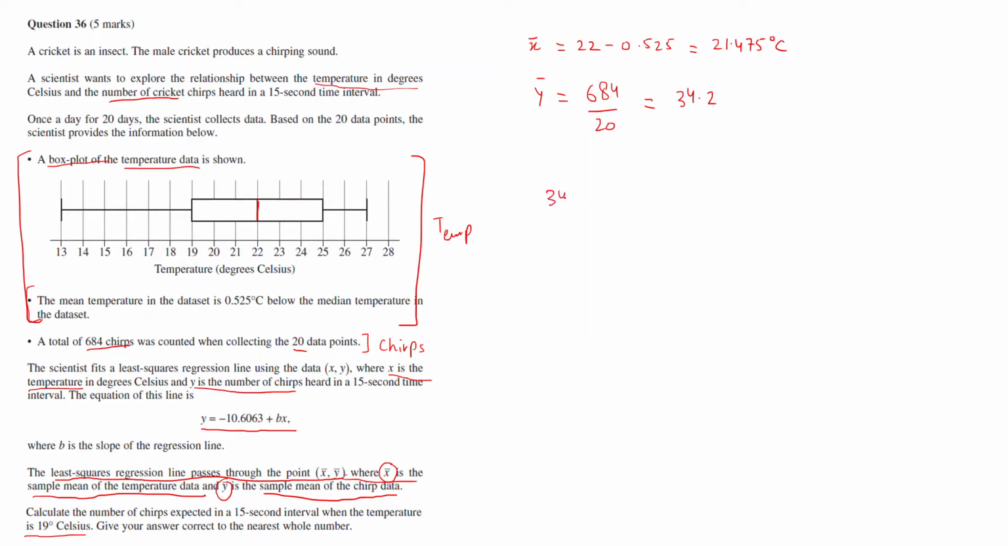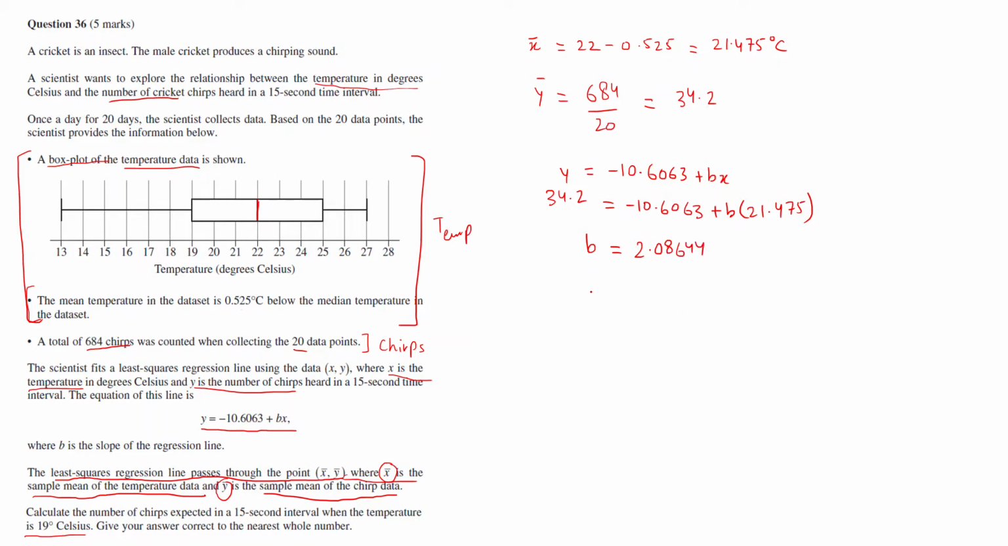So 34.2, so y is equal to minus 10.6063 plus bx. I put y bar here, so 34.2 equals minus 10.6063 plus b times this x bar, which is 21.475, and solving this equation will give me b, which would be 2.08644.